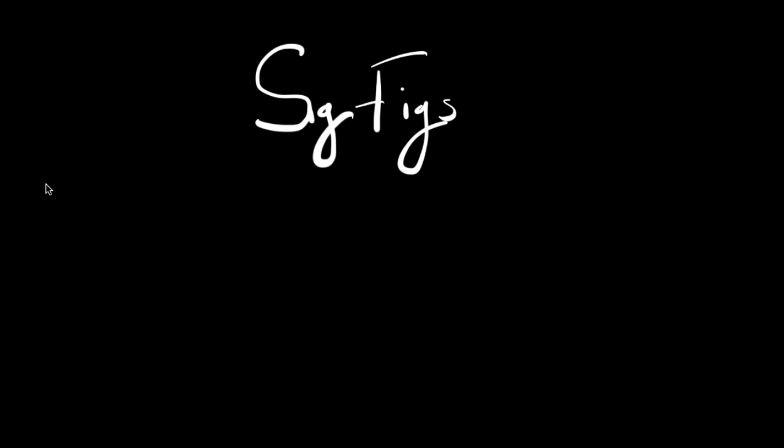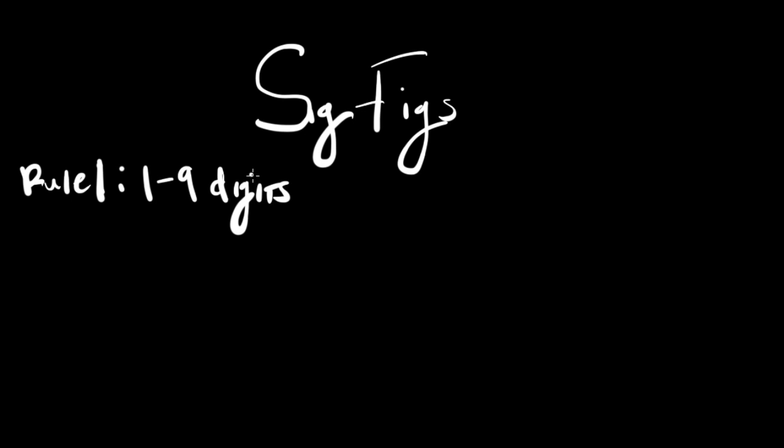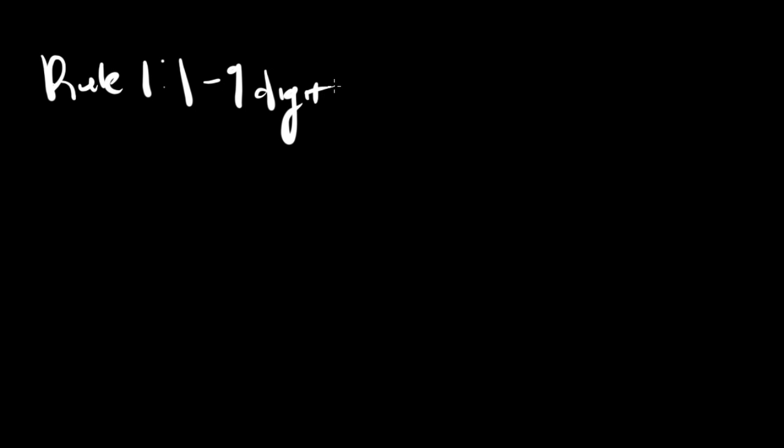And the first rule, rule one of sig figs, is that digits 1 through 9 always count. So digits 1 through 9 count. Give me one second. Erase this, I'll rewrite that one more time. Rule one: digits 1 through 9 count.